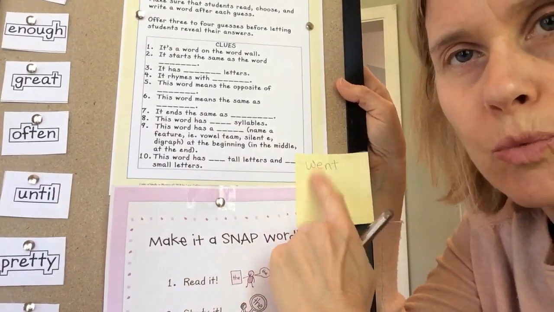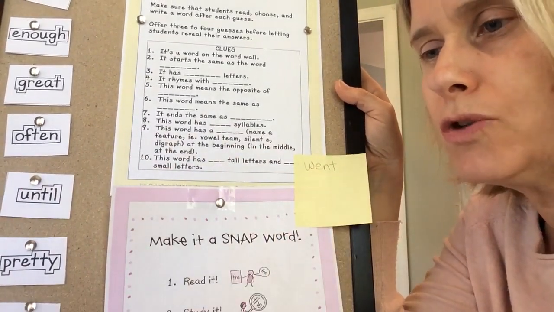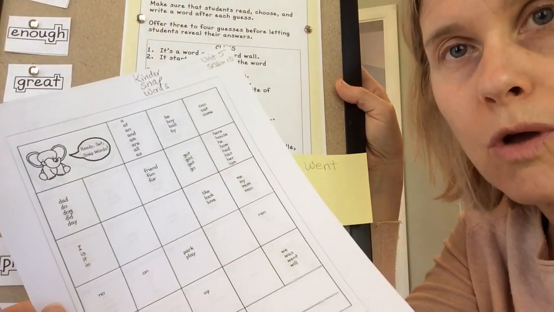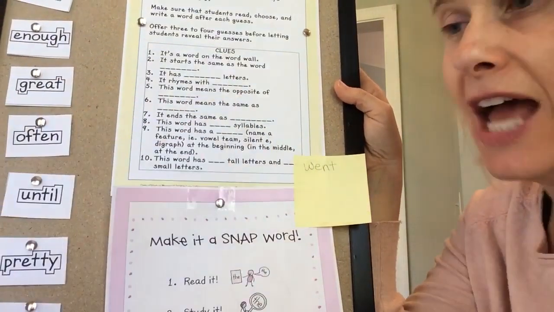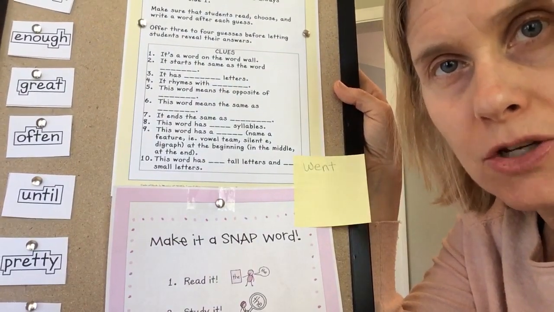Let's pretend I choose the word "went" for my word wall word. Now, this is where you could choose one of these word wall word packets and use one of these papers, either your kindergarten snap words or your first grade snap words or your personal snap words, okay? And you'll look at that paper while the person's asking you questions.